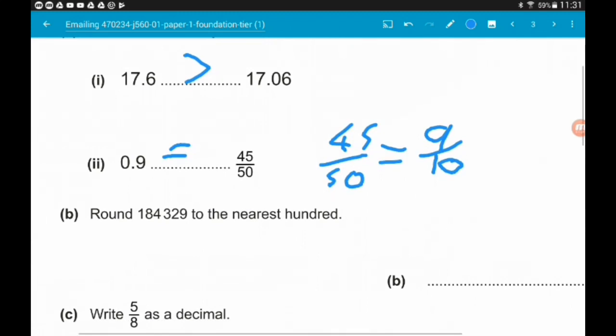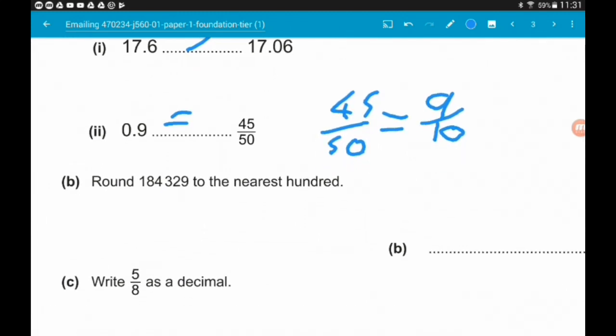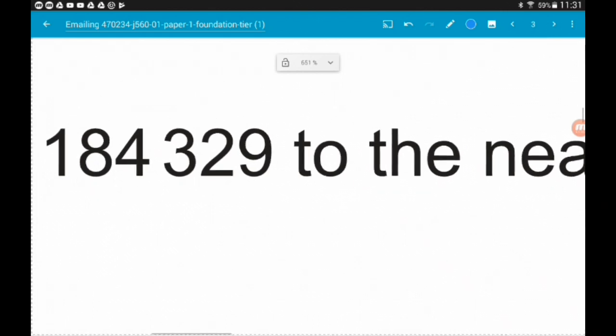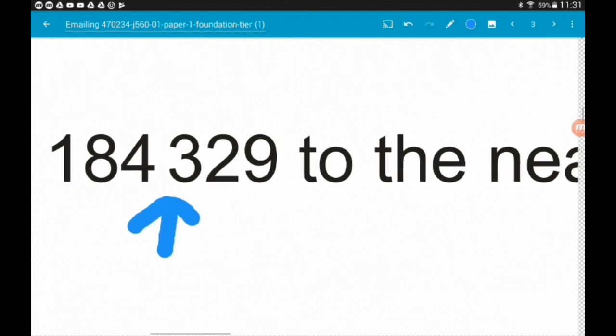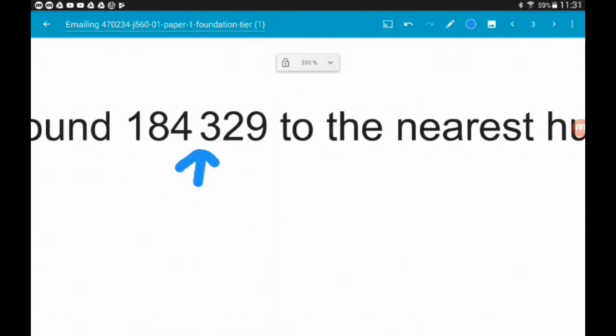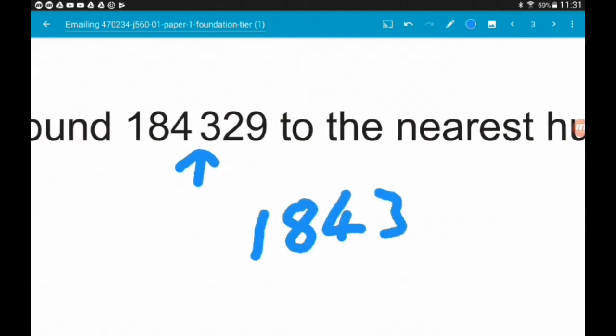Okay, then for part B, we want to round 184,329 to the nearest 100. The hundreds are in that place. We've got 329, so this is going to round down to 184,300. Cool.